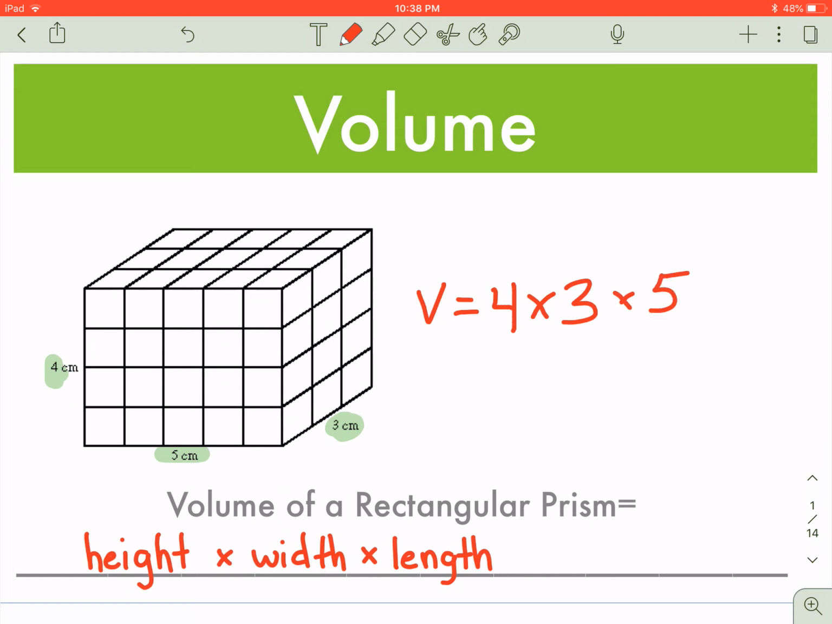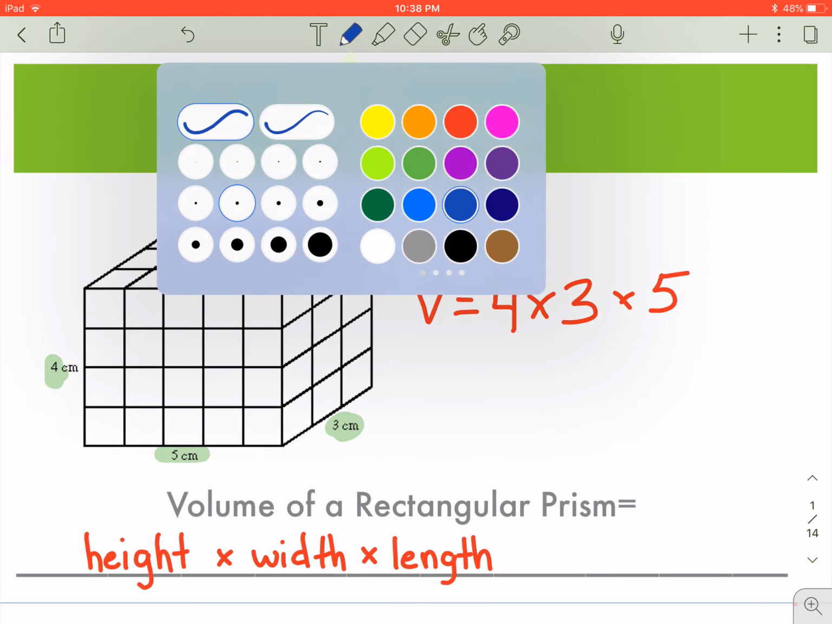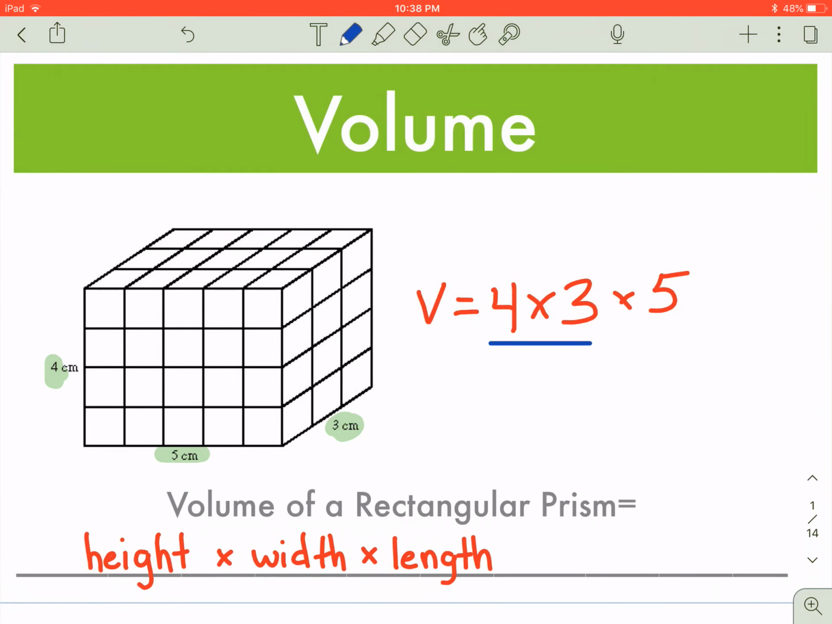So once I have my three measurements, all I have left to do is multiply those. So I'm just going to move from left to right. 4 times 3 is 12, and 12 times 5 is 60. And it's 60 what? It is 60 centimeters.